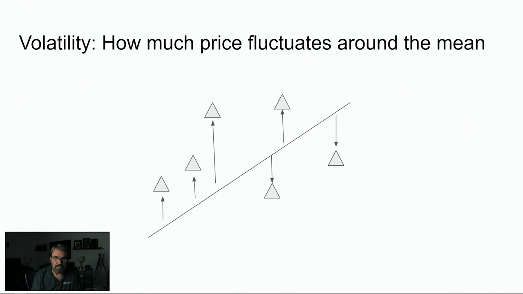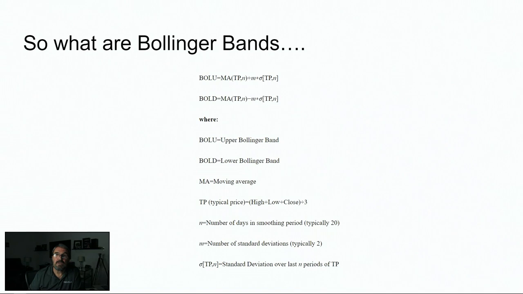Now, so what are Bollinger Bands? Well, we've already mentioned that Bollinger Bands are a measurement of volatility. And this is the equation for Bollinger Bands. Now, I don't expect anyone, unless you're a mathematician or a statistician, to really understand this, but essentially it's not that hard once you understand it. Bollinger Bands is basically a mathematical construct of a moving average plus or minus two standard deviations.